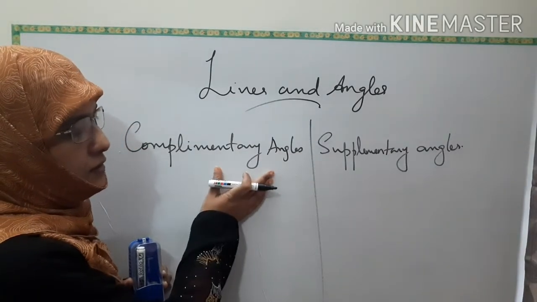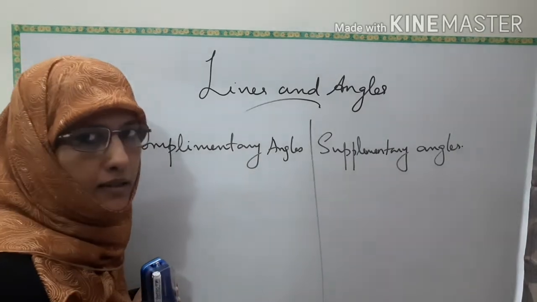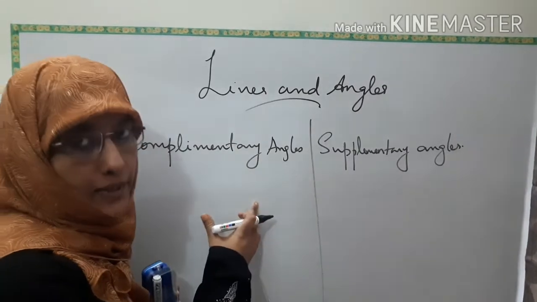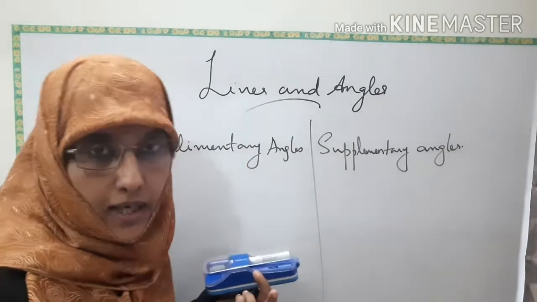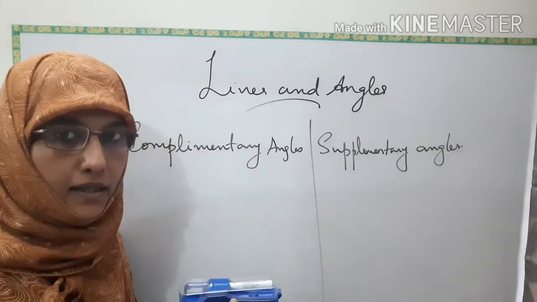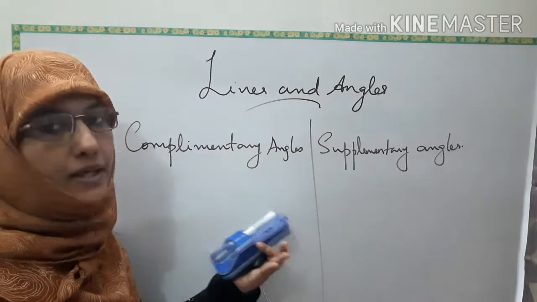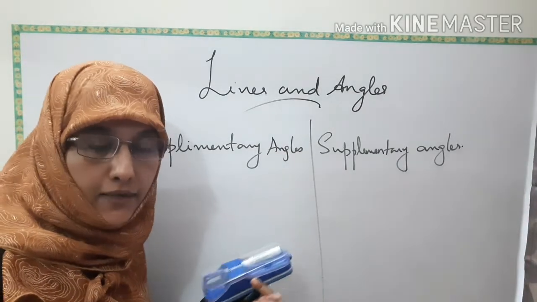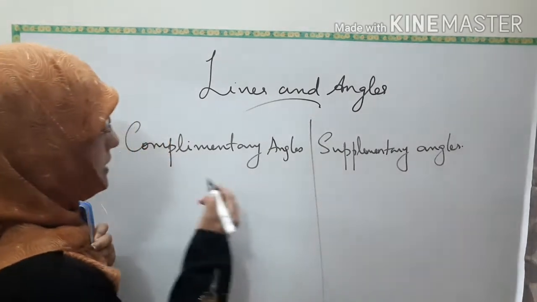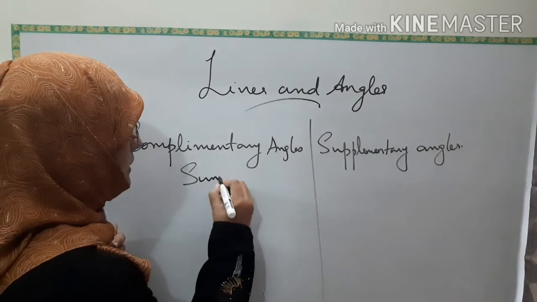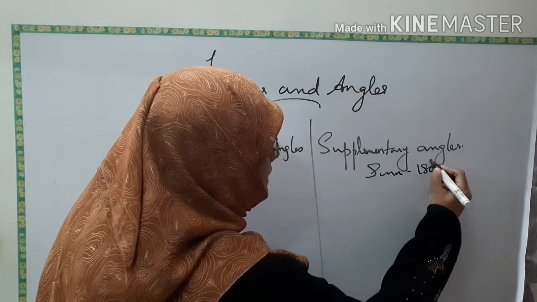See, 2 types of angles: complementary angle and supplementary angle. So what is a complementary angle? Complementary angles means when we add 2 angles, the sum is 90 degrees, we say those 2 are complementary angles. And supplementary angles are when we add 2 angles and the sum is 180 degrees. Now see, here the sum should be 90 degrees and here the sum must be 180 degrees.